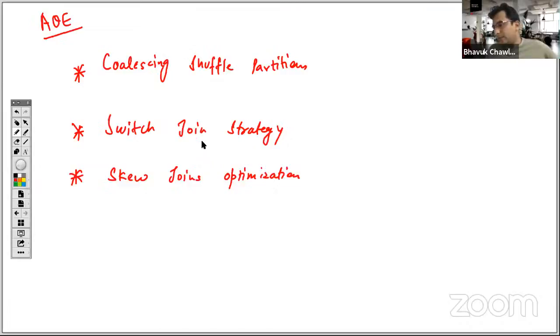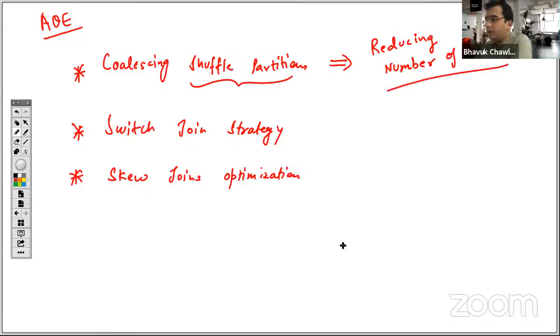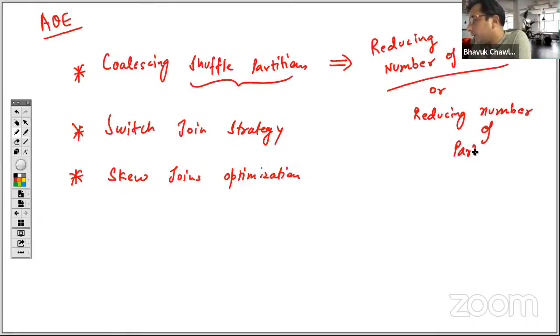The second thing that we have is coalescing the shuffle partitions. The very first thing you need to understand here is that these are shuffle partitions, and we are reducing them. If you're coming from a MapReduce background, then you can understand it very easily. We are reducing the number of reducers, or you can say reducing the number of partitions in the next stage.